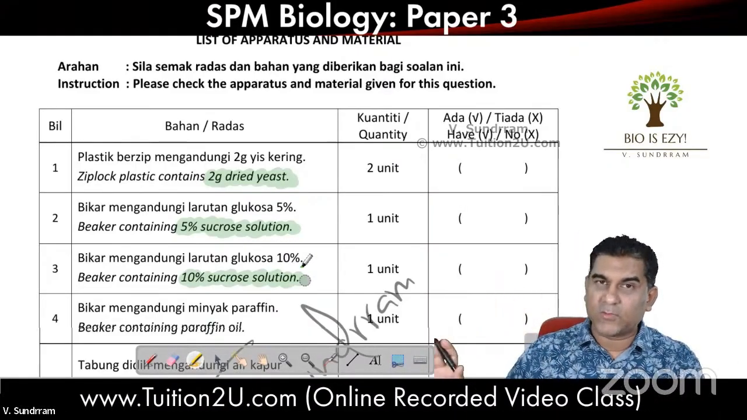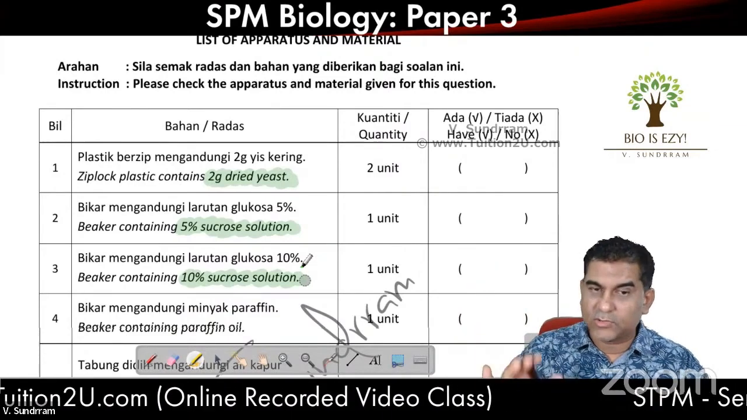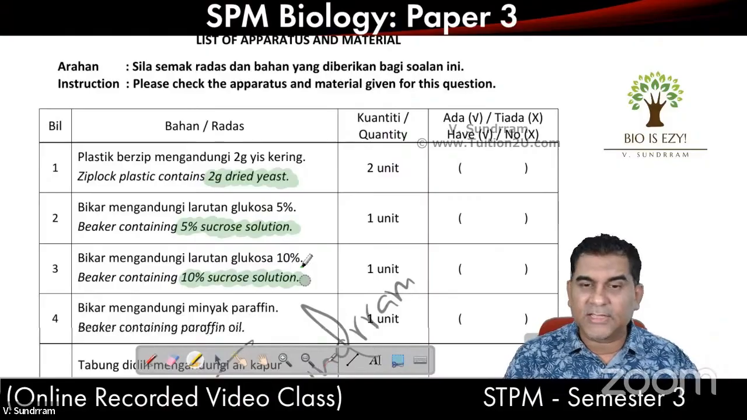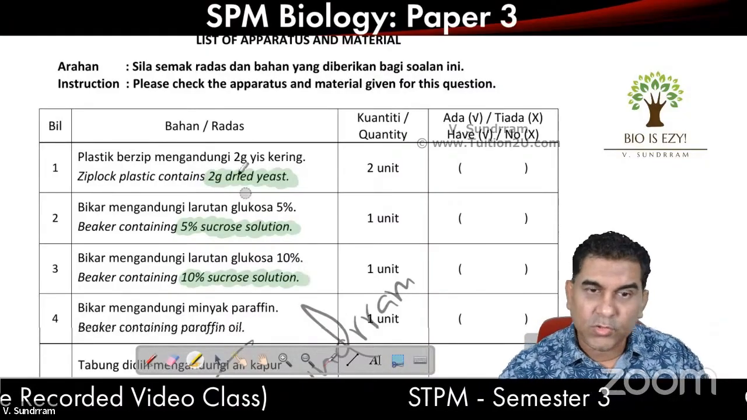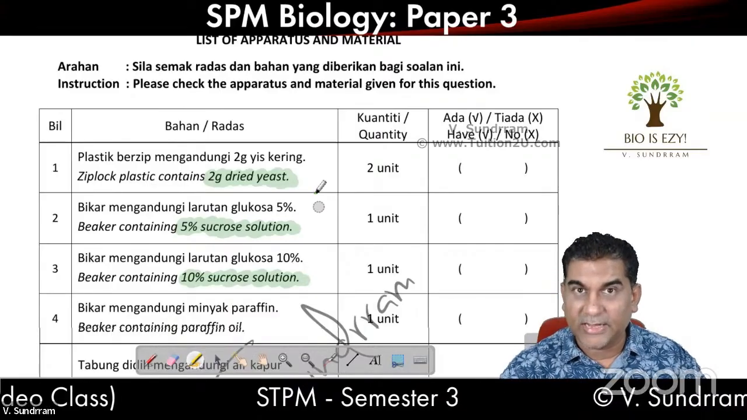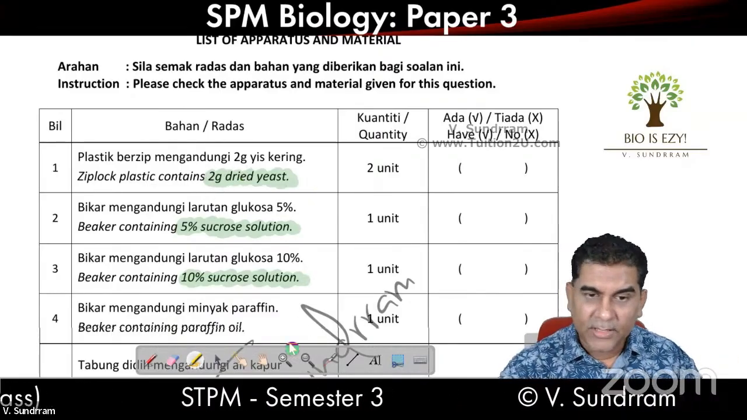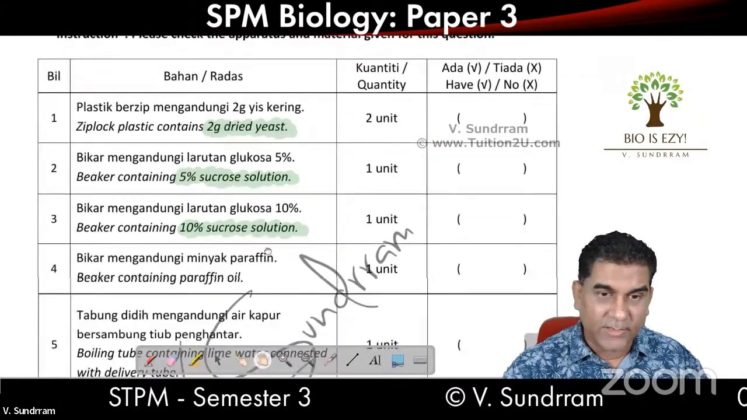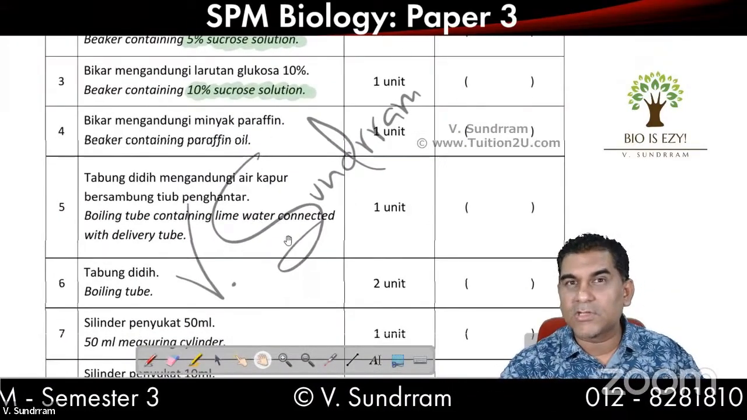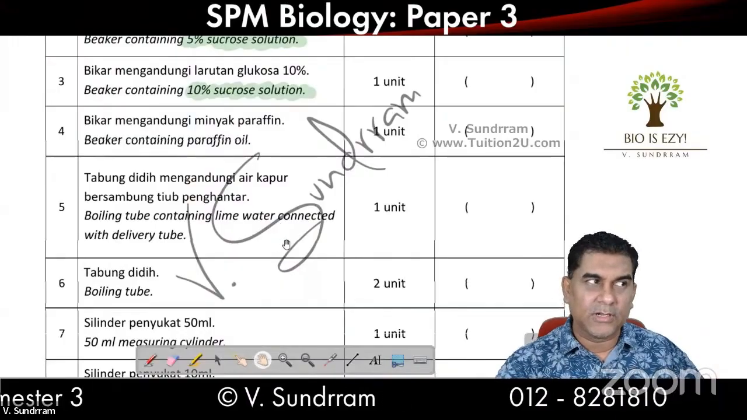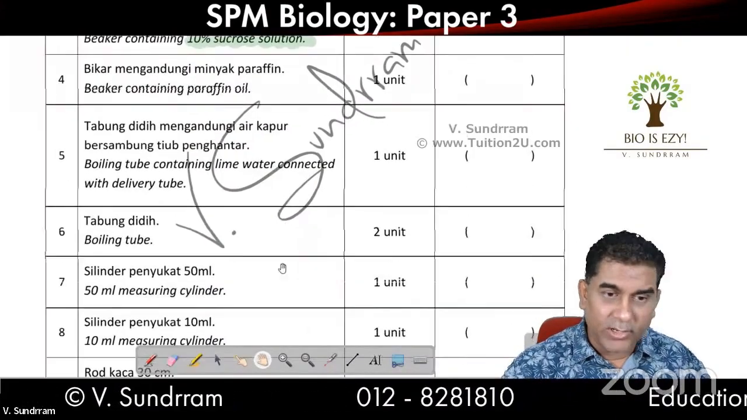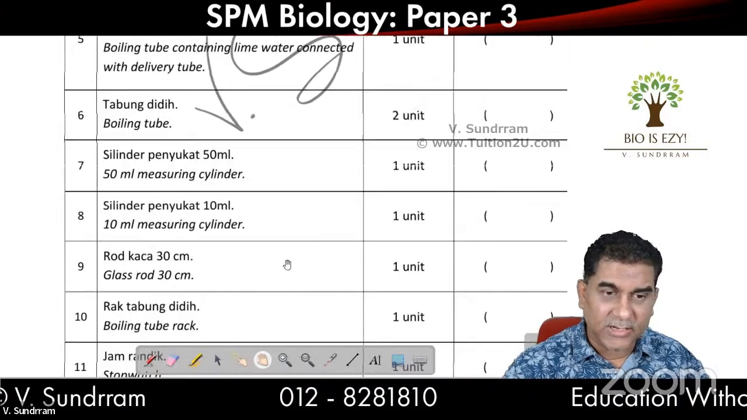We haven't looked at the question. From the list itself, we know the sucrose solution has 2 types. So that is the one you're going to change, 5% and 10% sucrose solution. In every experiment, you're going to use the same amount of dried yeast, 2 grams, because the value is given. We also have paraffin oil and lime water. When you see lime water, you know more or less you're supposed to detect the presence of carbon dioxide gas. We have boiling tube, measuring cylinders, and glass rod.